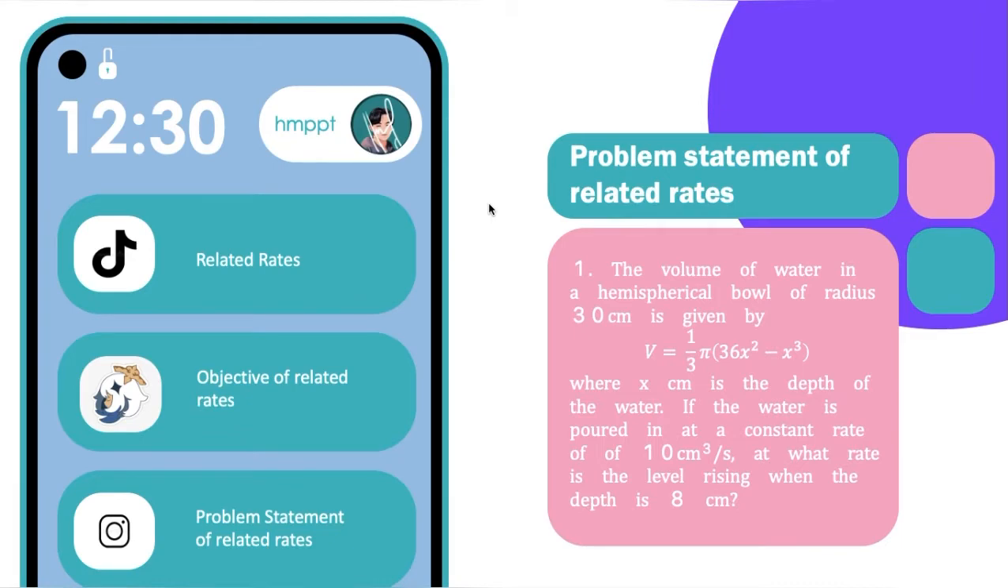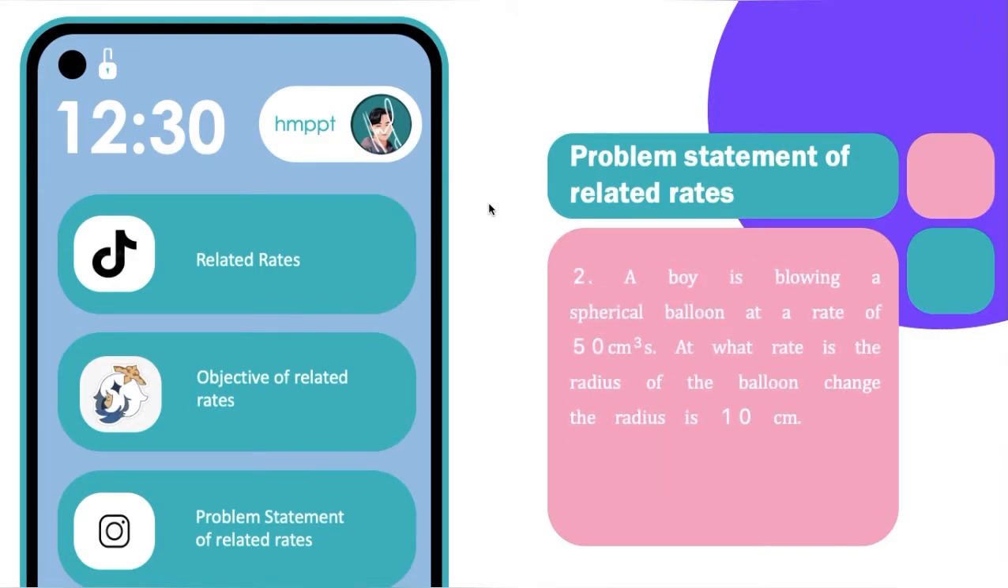From this statement, it has stated that the volume of water has been given an equation. So from that equation, we can differentiate and find the rate of the level rising. So the radius is also given as it will be a big point for us when answering the question.